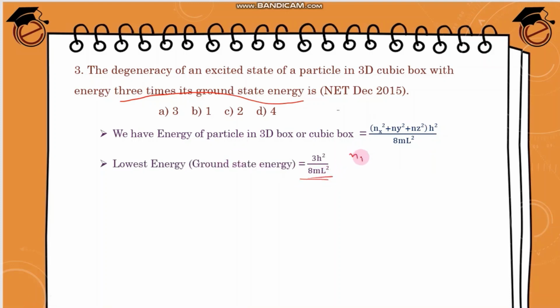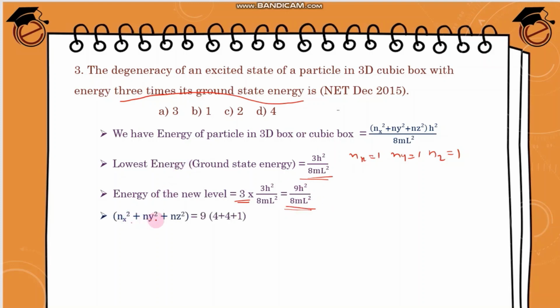How did it come? nx equal to 1, ny equal to 1, and nz equal to 1. And for the new level, the energy is 3 times that of the ground state energy, that is 9h square by 8ml square. Now we have to equate nx square plus ny square plus nz square equal to 9. We have 1 square 1, 2 square 4, 3 square 9. Is there any possibility to get this value? If it is 9, or if we write 3 0 0, is there any value like this?